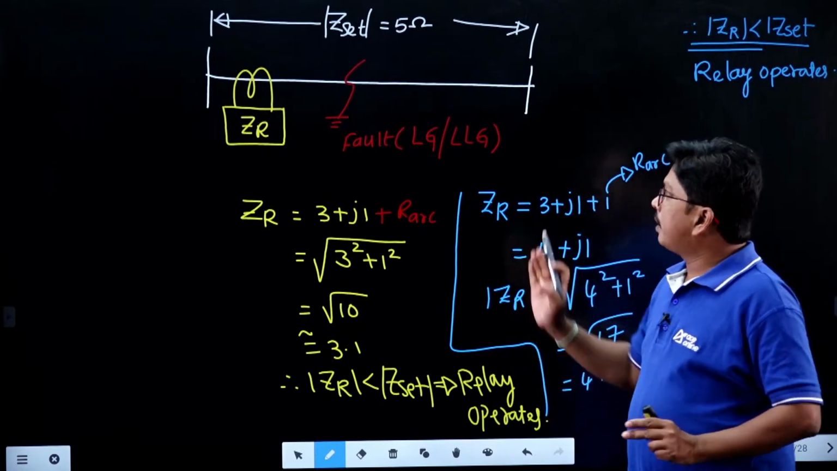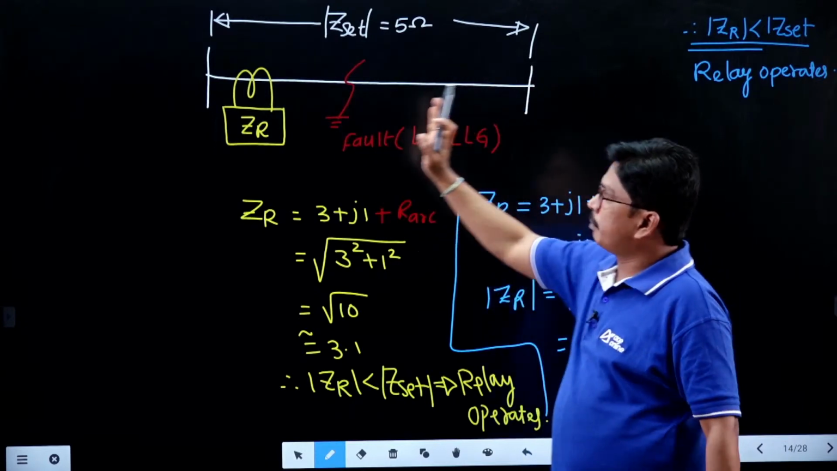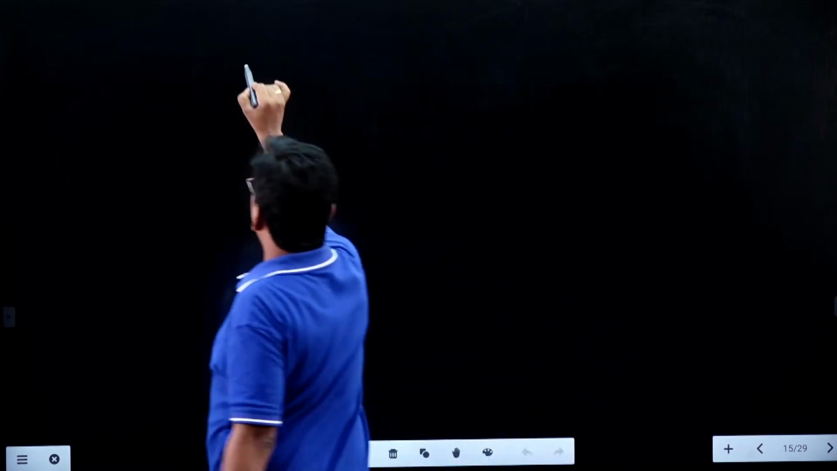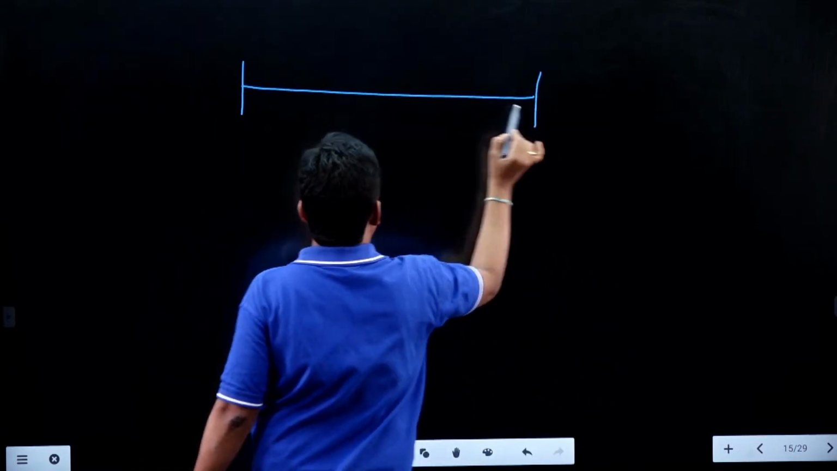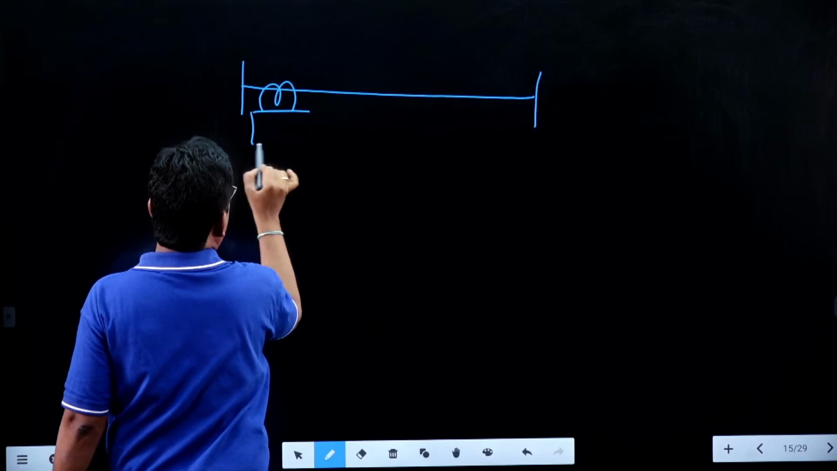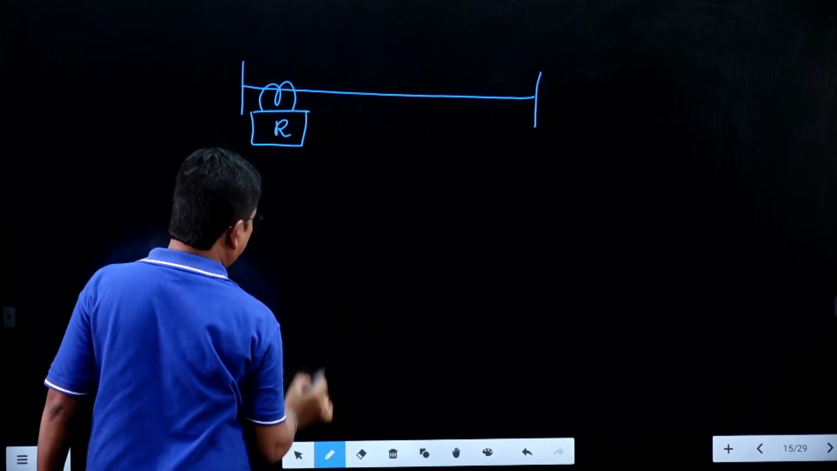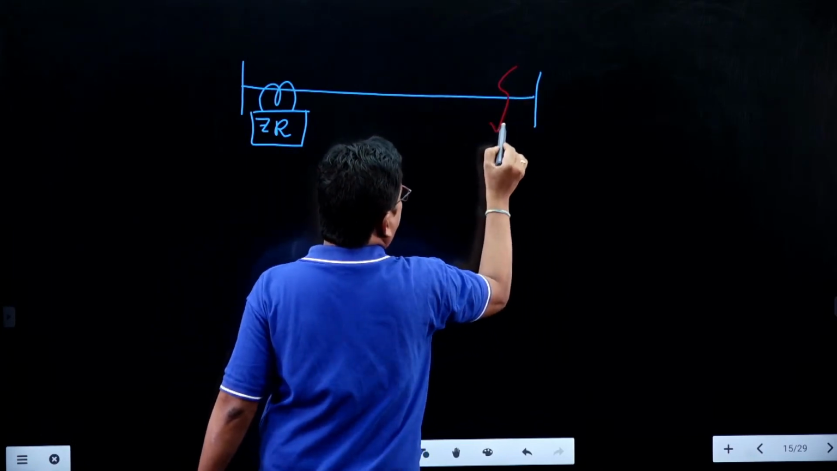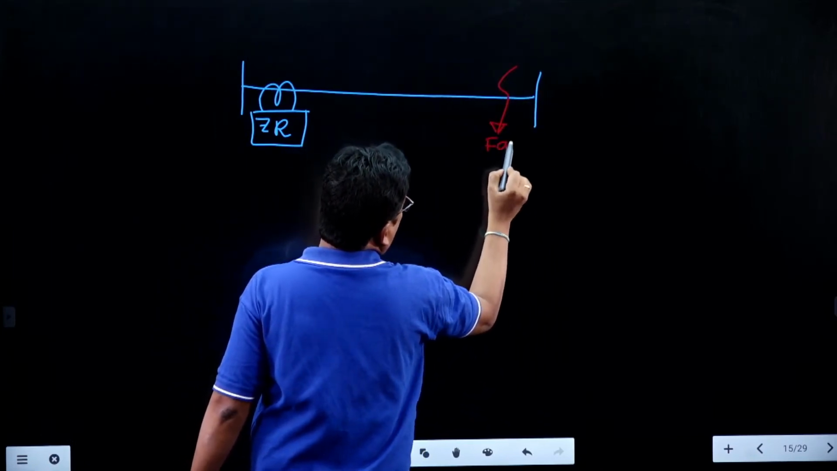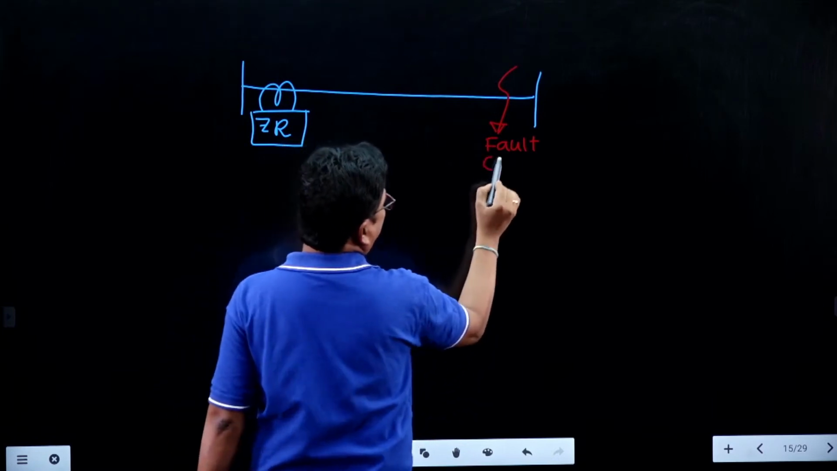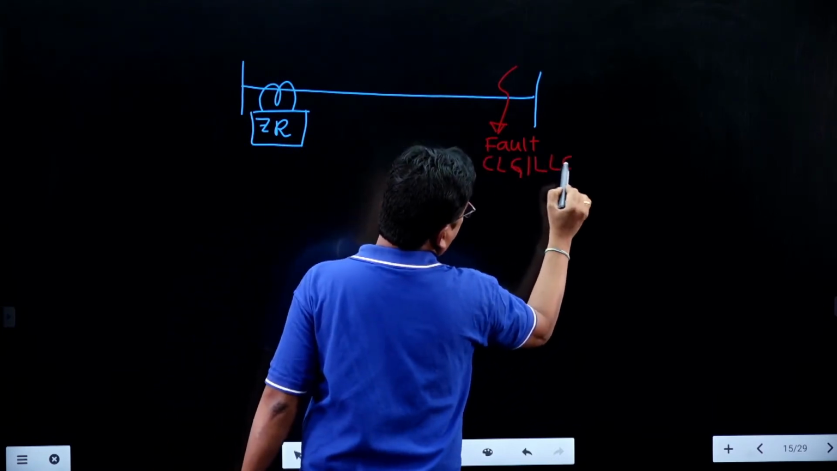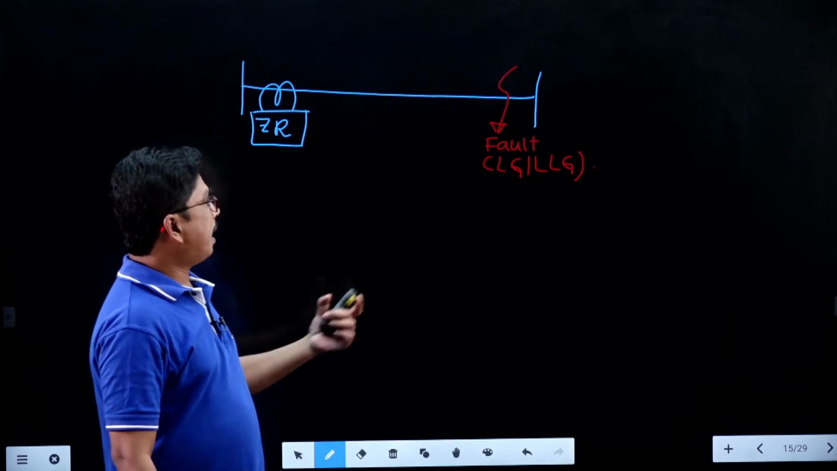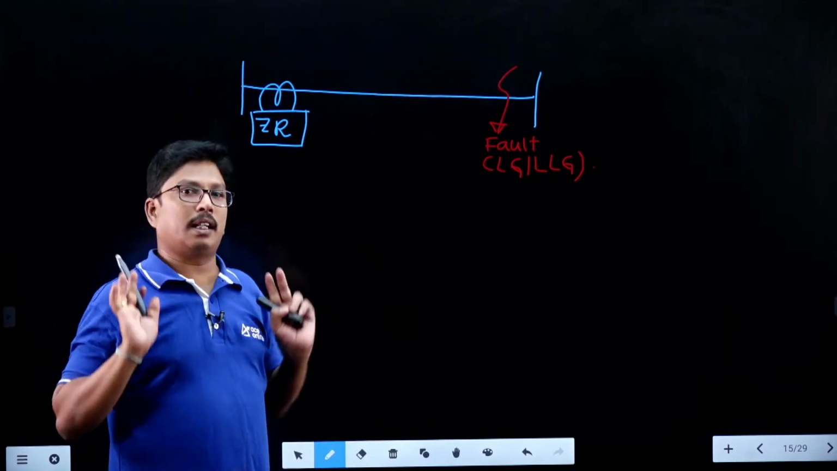For example, if the fault occurred somewhat far away from the relay, this is the relay we are having, it is going to measure ZR. Somewhere here within the transmission line, here we are having the fault. It may be an LG or LLG fault, grounding fault or arcing fault. Now, they are going to add somewhat more arc resistance value.